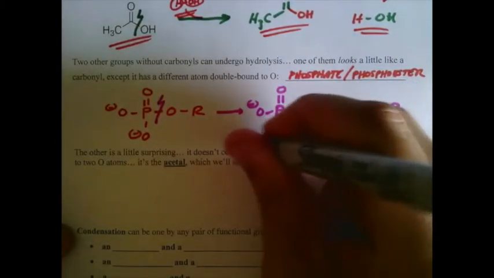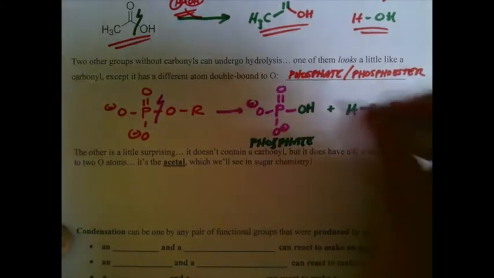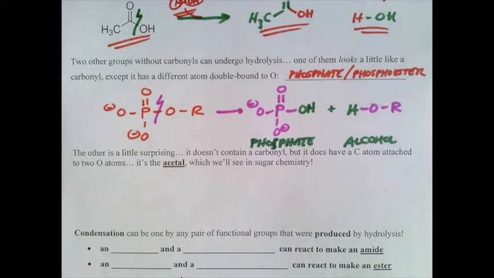And so what I wind up with in this case is a phosphate ion and an alcohol when I'm finished. Now, before we move on to the last group that's capable of doing this, I think it might be good to flip these all around and do a quick summary of condensation.